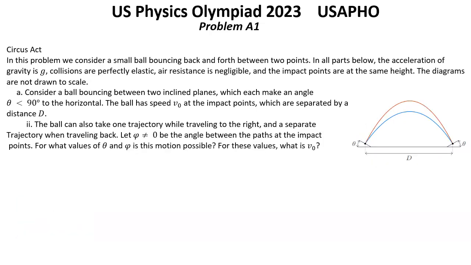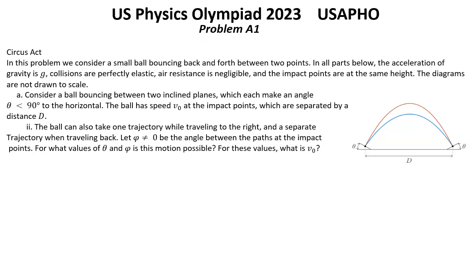Solution for the second part from question A. The ball can also take one trajectory while traveling to the right and a separate trajectory when traveling back. Let phi not equal 0 be the angle between the paths at the impact points. For what values of theta and phi is this motion possible? For these values, what is v0?